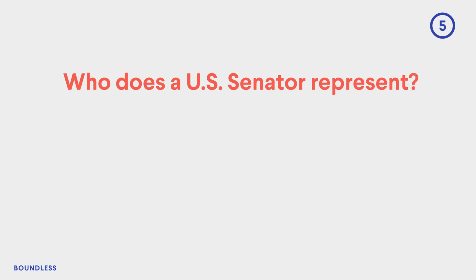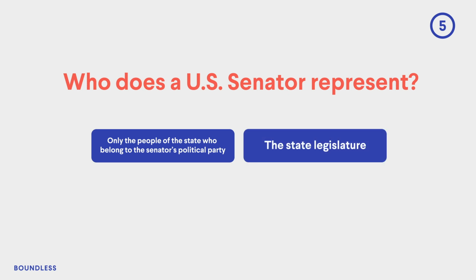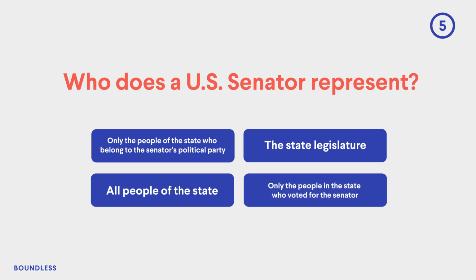Who does a U.S. Senator represent? Only the people of the state who belong to the senator's political party. The state legislator. All people of the state. Only the people in the state who voted for the senator.